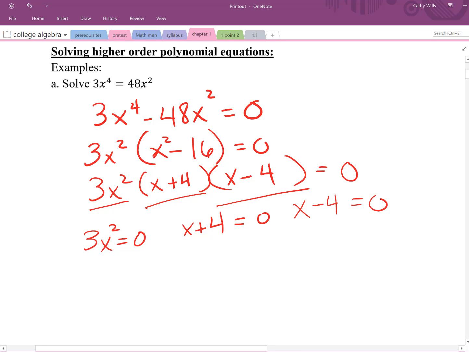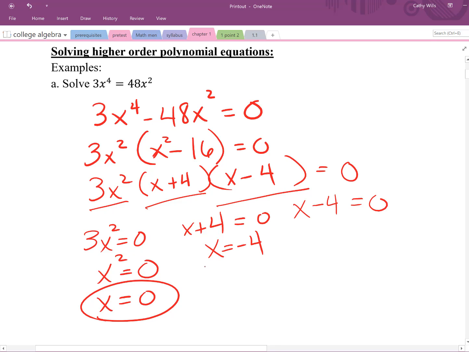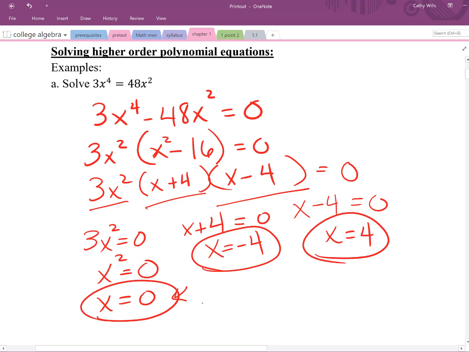So 3x squared equals 0 means that x squared itself must be 0, so x would be 0. So that's one solution. It's a double solution actually, because x times x, that's actually two factors that both would equal 0. X plus 4 equals 0. If you subtract 4 on both sides, you get x equals negative 4, so that's one solution. And then x minus 4 equals 0. If you add 4 on both sides, you get x equals 4. So those are the three solutions. Actually, this one counts twice, so 4 solutions to this equation. The number of solutions is always going to be the same as the highest power on x.